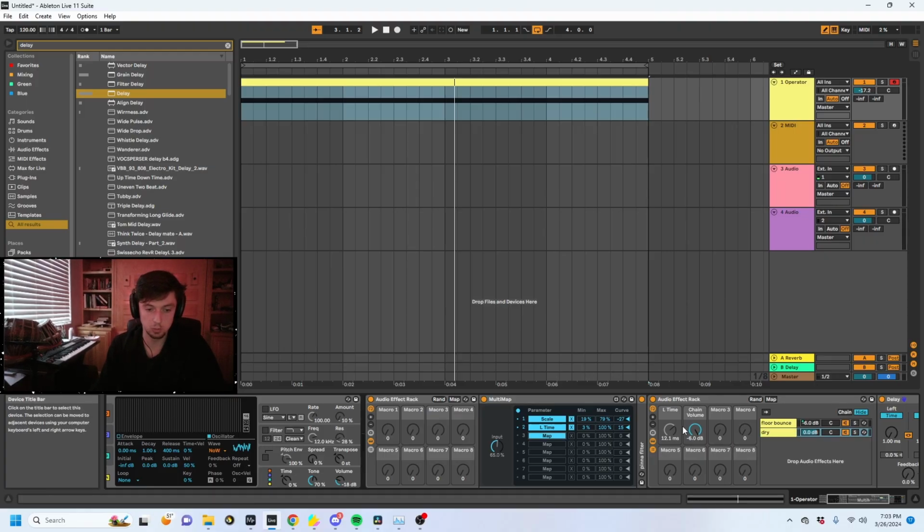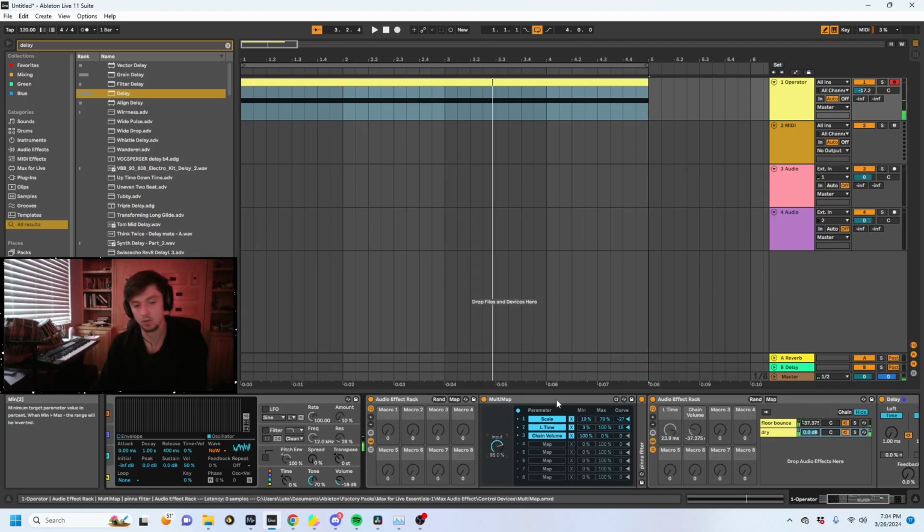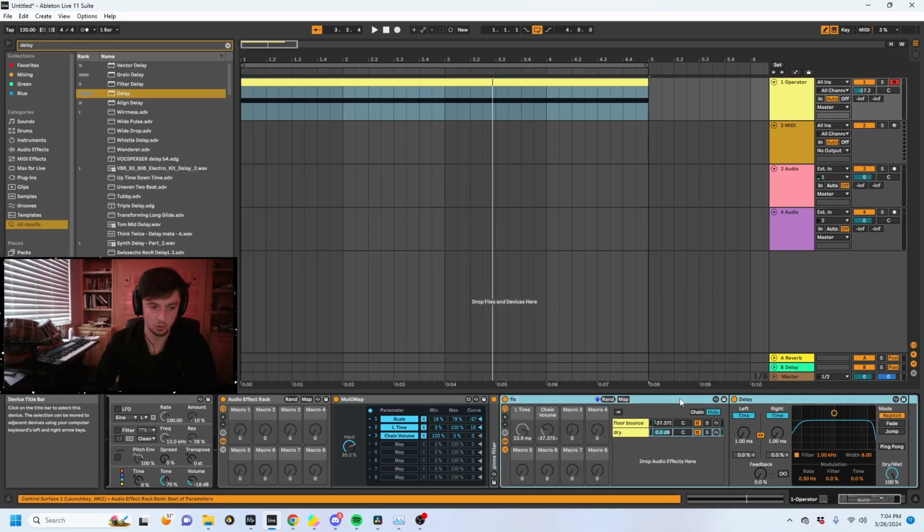Now we can also apply the multi-map to the chain volume and have this set so that when it's closest to the ground, it's at full volume, meaning -6, because some of it gets absorbed. And then all the way it's gone. Right? So now we have the floor bounce. So I'll just name this floor bounce.